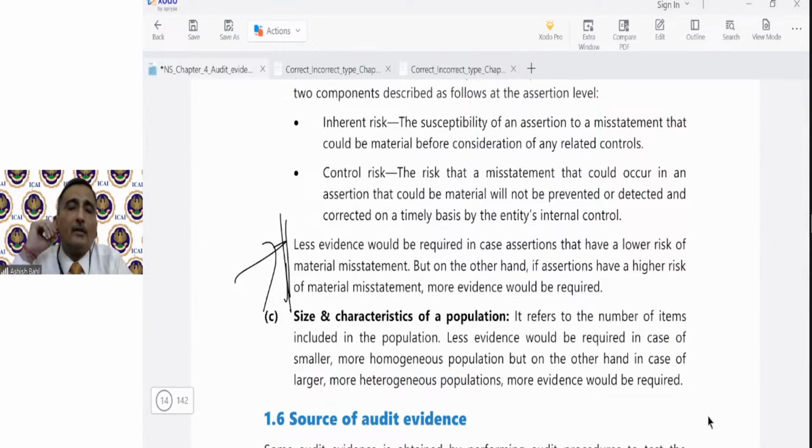And suppose you are testing some account which contains a similar number of items, say. Okay, so then obviously less evidence would be required. Or if that head of account contains different heterogeneous population, homogeneous and heterogeneous, you understand? Homogeneous means similar and heterogeneous means different. Like, say, I give you an example. Say you are going through machinery repair account.